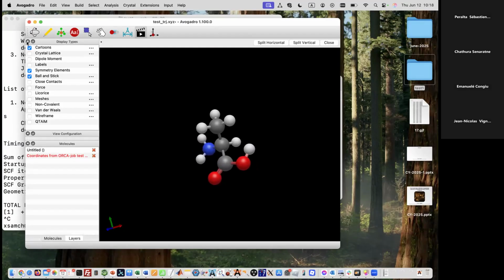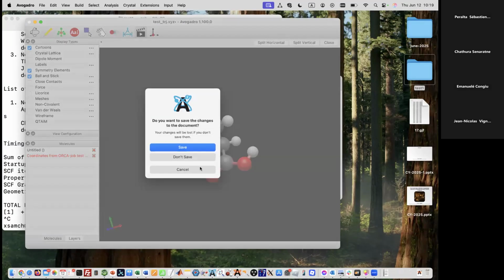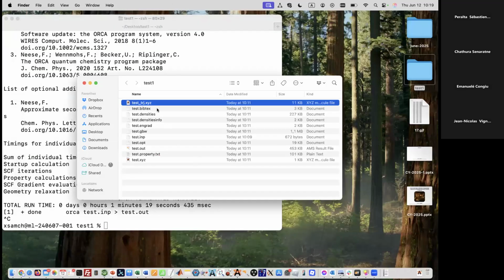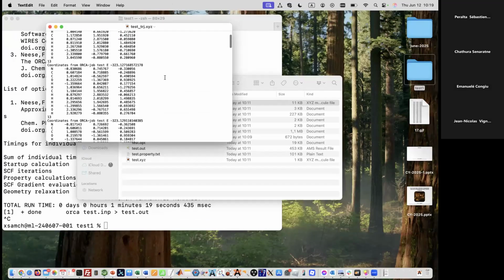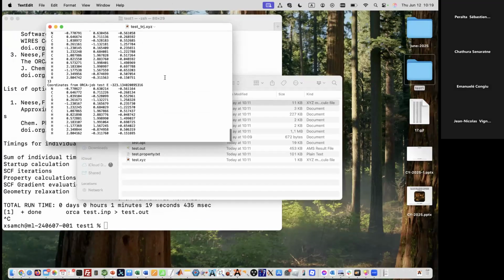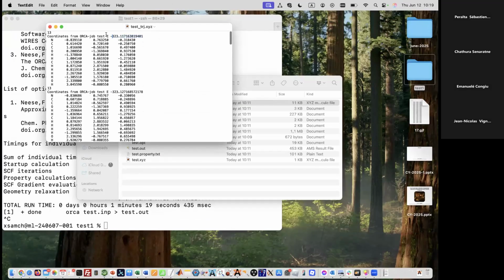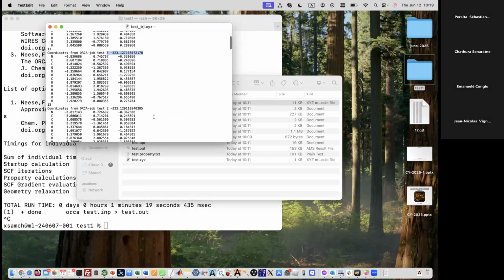And if you open this trajectory file here, you can see the energy of each individual step. This is the starting energy, and this is the final energy. So this energy corresponds to the starting structure, and this energy corresponds to the second structure, and so forth.